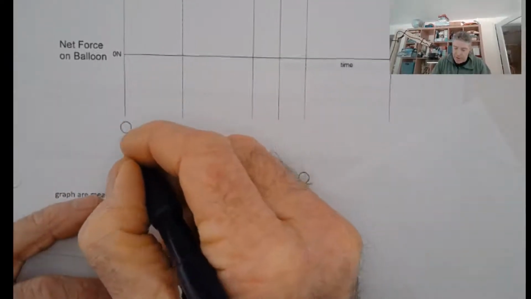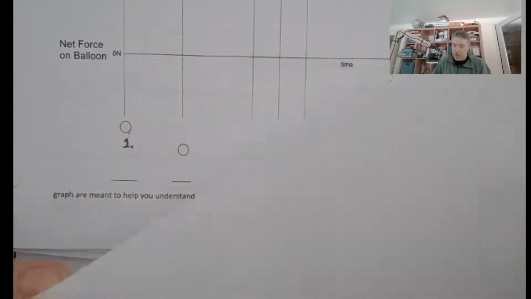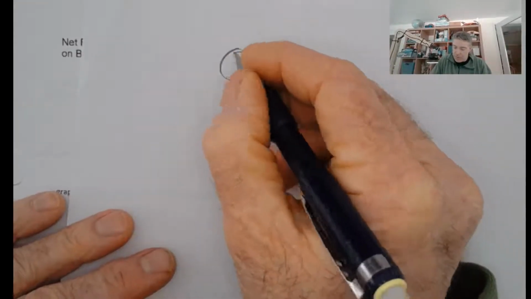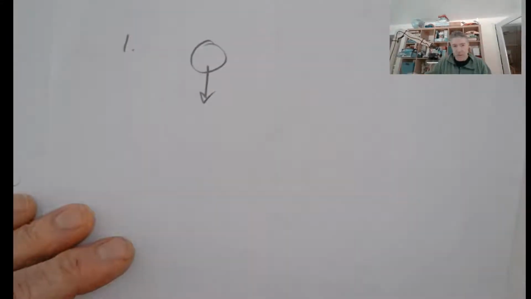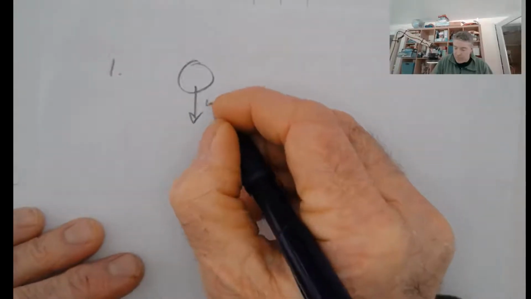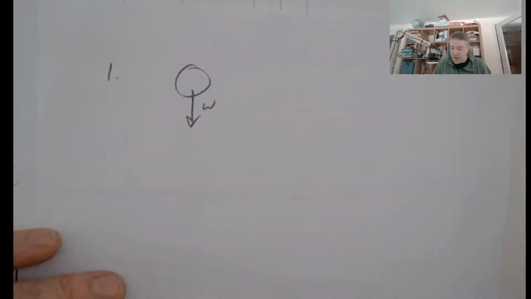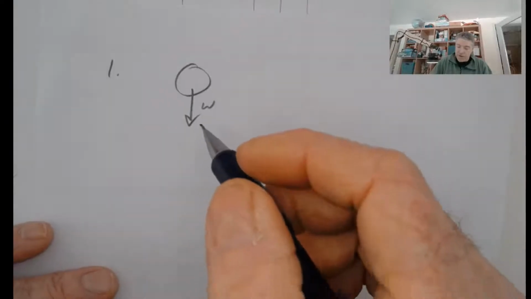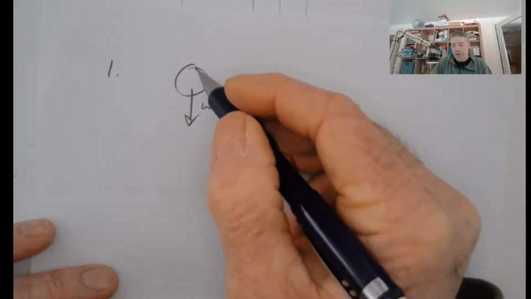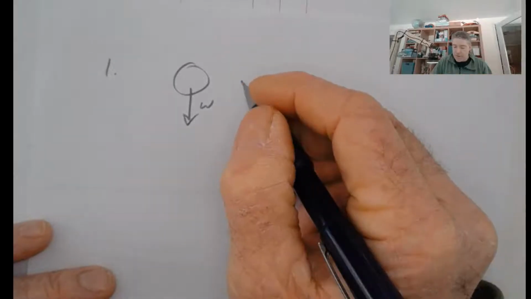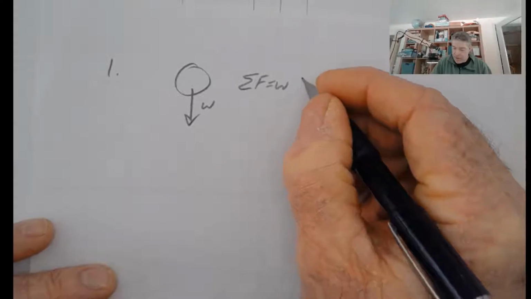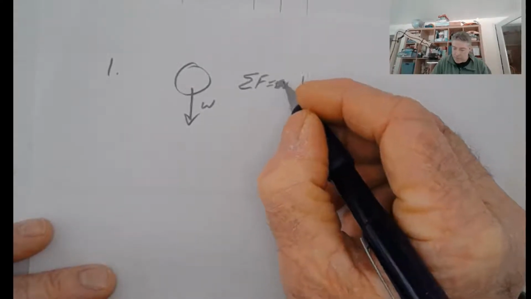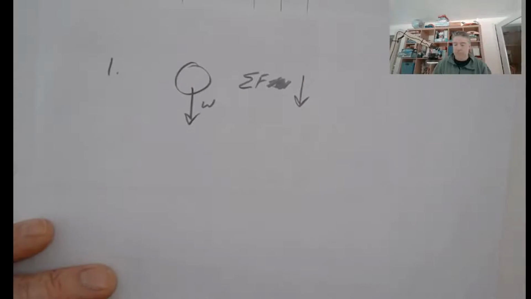I'll call this number 1 right here. I'll number all my drawings. So in picture number 1, this is the balloon right after it's been released. And the thing that's going to be constant through all these is the weight, so I'm going to try to keep that arrow the same length. Right as it's released, it doesn't have any velocity, so there's no drag yet. So the net force is equal to the weight, basically. I'll just write net force down, and it's the same as the weight.